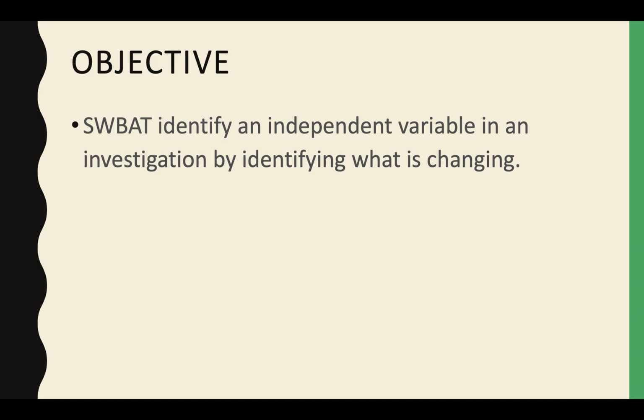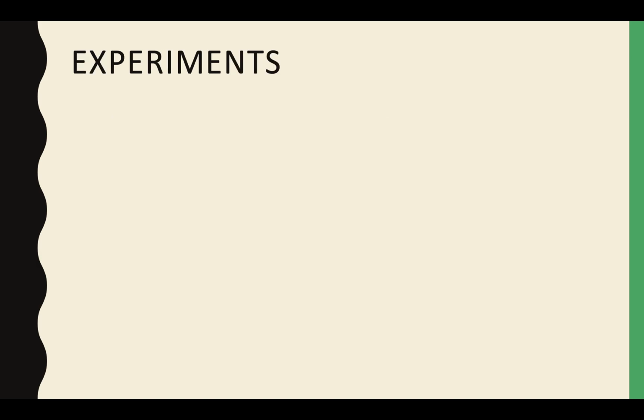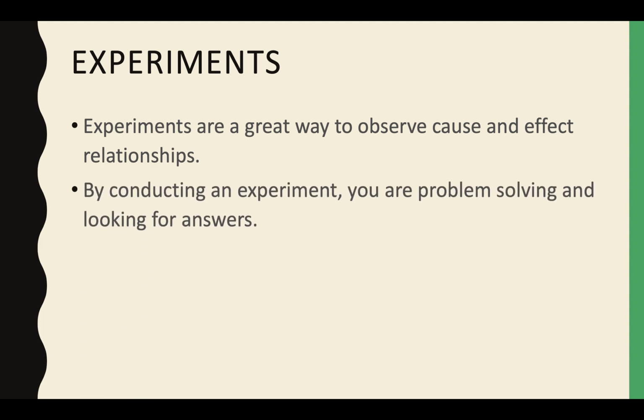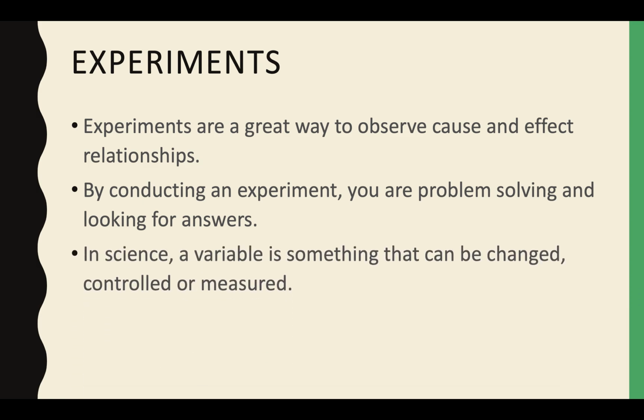The objective for today is that the student will be able to identify an independent variable in an investigation by identifying what is changing. As you might know, experiments can be a very great way to observe cause and effect relationships. By conducting an experiment, you're basically problem solving and looking for answers. In order to find these answers, however, you must use variables. And in science, a variable is something that can either be changed, controlled, or measured.